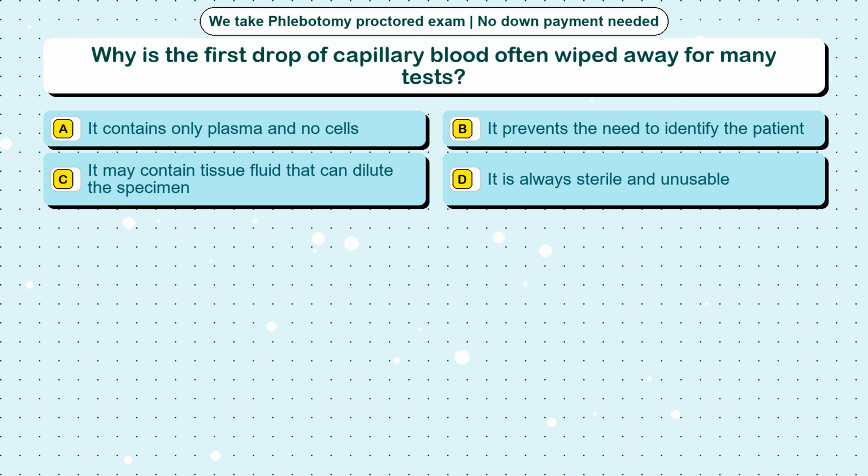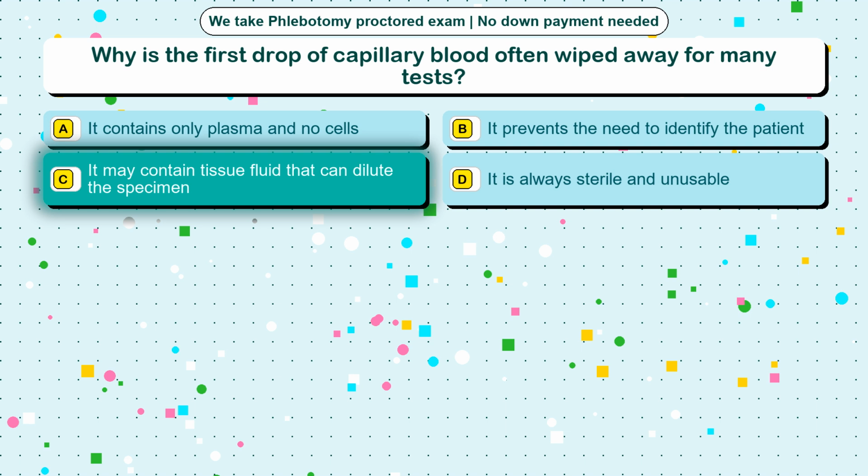Question 59. Why is the first drop of capillary blood often wiped away for many tests? Option A. It contains only plasma and no cells. Option B. It prevents the need to identify the patient. Option C. It may contain tissue fluid that can dilute the specimen. Option D. It is always sterile and unusable.